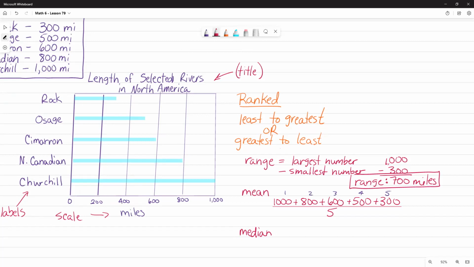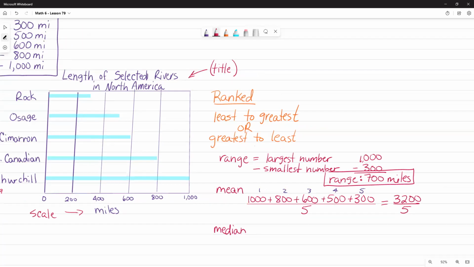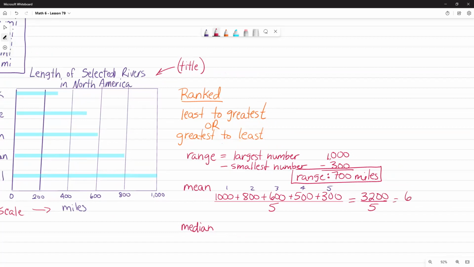So that's 1,000, 1,800, 2,400, 2,900, 3,200. That's right. So 3,200 divided by 5. So 5 goes into 32 6 times with 2 left over, 24 times. And so 640 miles is our mean. So that's our exact numerical average between all of the lengths of these rivers.